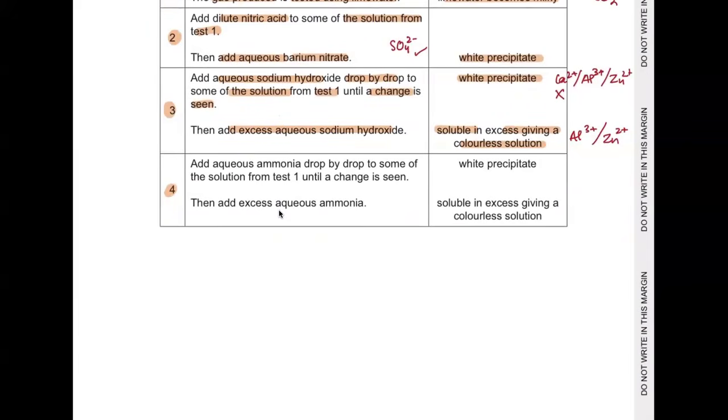Now, test 4. Add some aqueous ammonia drop by drop to some of the solution from test 1 until a change is seen. We are getting a white precipitate. Add excess aqueous ammonia: it is soluble in excess, giving a colorless solution. If we got this with the aqueous ammonia, it means aluminium is not there, but zinc ion is present.